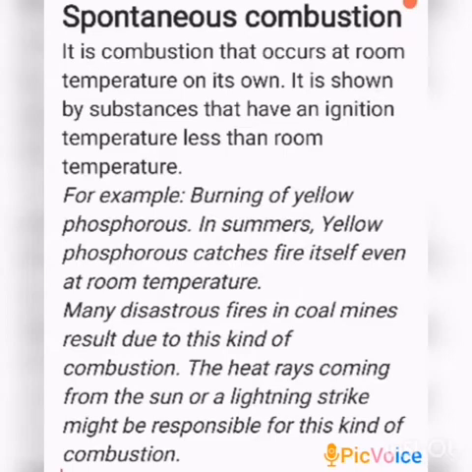It should be avoided. So, what do you mean by spontaneous combustion, children? This type of combustion takes place when materials suddenly burst into flames without any apparent cause or any external thing. Example, burning of yellow phosphorus. It occurs in those types of substances which have a very low ignition temperature. Do you understand, children?